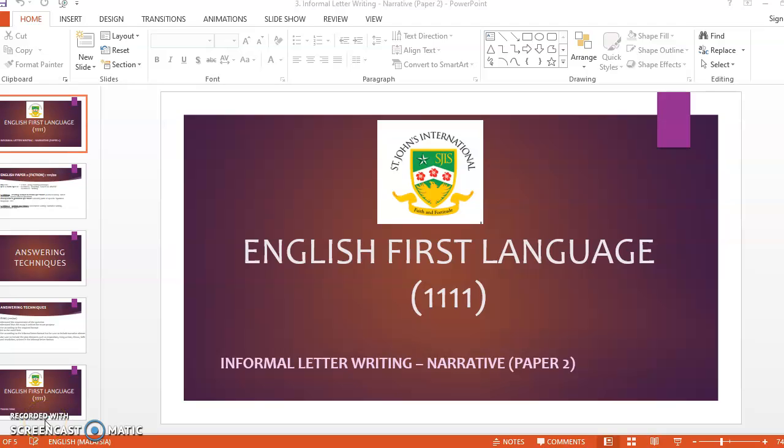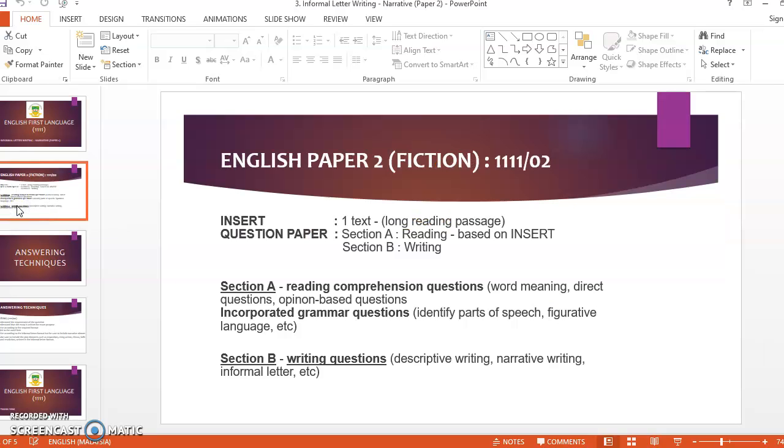Hi everyone, today we're going to look into a component of English First Language 1111, which is informal letter writing with narrative element. This question will be a component of paper 2. Before we start looking into informal letter writing with narrative element itself, first of all, let's look into the component of English paper 2 itself.